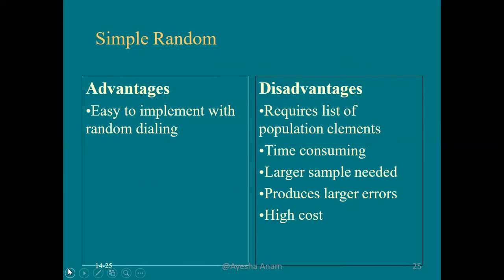So what are the advantages and disadvantages of simple random sampling? Simple random sampling is easy to implement with random dialing, and a disadvantage is that it requires a list of population elements. It is time consuming, larger samples are needed, it produces large errors, and it is costly.